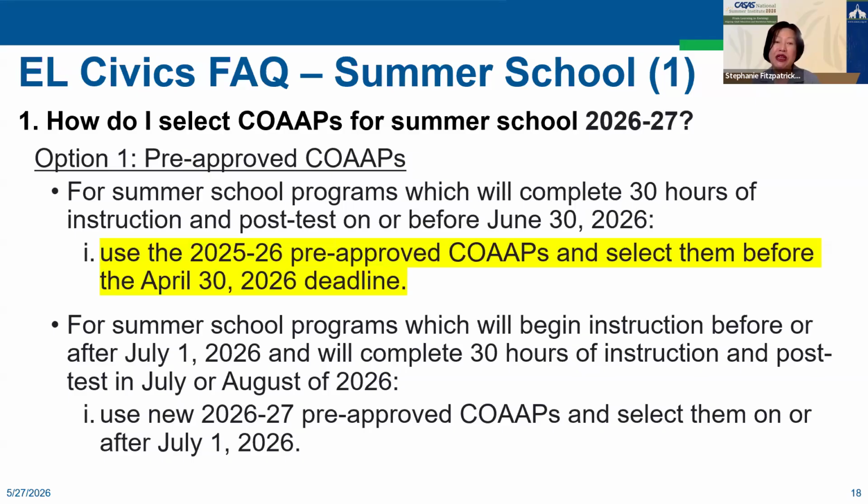For summer school programs which will begin instruction before or after July 1st and then complete 30 hours of instruction and post-testing in July or August, then you need to use the new 26-27 pre-approved co-ops and select them on July 1st, 2026. So the co-op selection system will roll over into the 26-27, but it will not be open for you to select new ones for the next program year until July 1st. So that's the first day you can select them for 26-27.